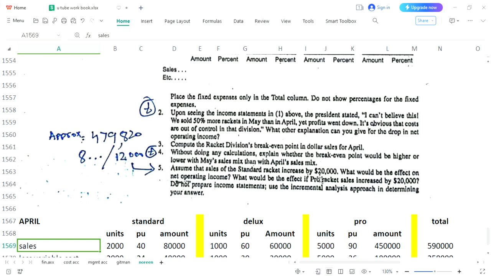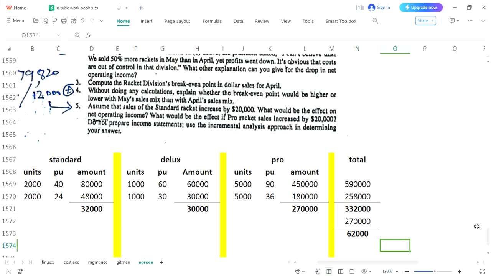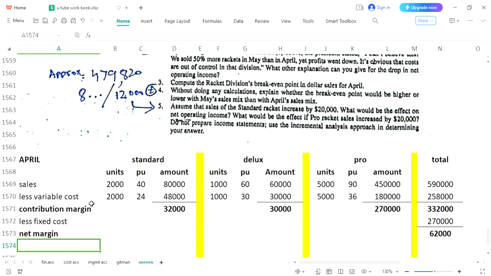Please try to understand if your sale is increasing or decreasing. As you know, your fixed cost would remain same, 2,70,000. So you do not have to calculate everything again. What you will do, old selling price is 80,000 for April and assume the sale of a racket increased by 20,000. So you will just see April old selling price, old variable cost, old contribution margin, and then you will see the new contribution margin for April by increasing 20,000 sales.